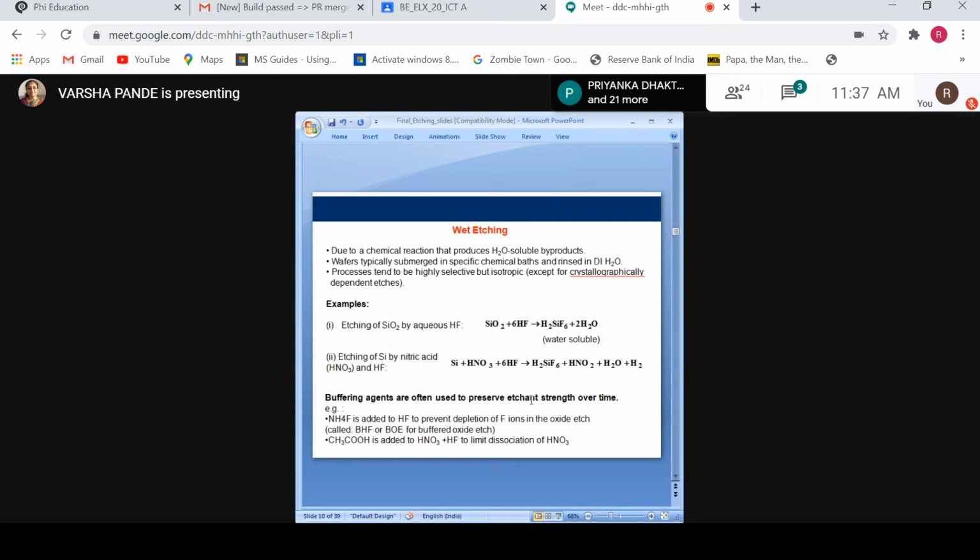Above this, the protective mask is there, and a window will be created like this, whatever we have seen in the first slide, that pattern after photolithography. Because here we want to remove only the silicon dioxide. Then which chemical reaction will take place? If that wafer is kept in the hydrofluoric acid, then a chemical reaction will take place. The silicon dioxide layer will react with the hydrofluoric acid, and two byproducts will be produced, and these two byproducts are soluble in the water.